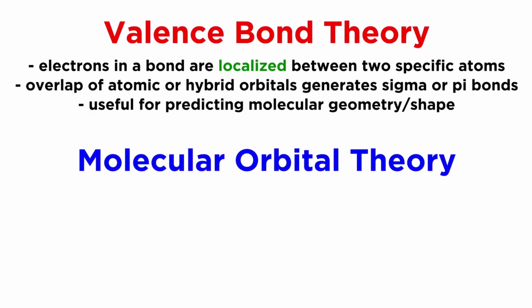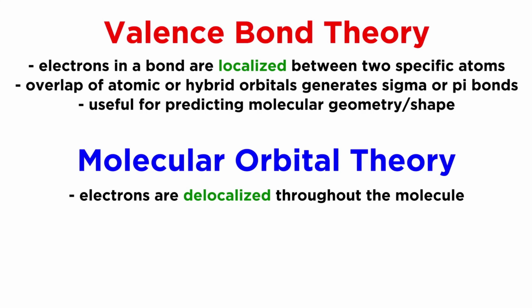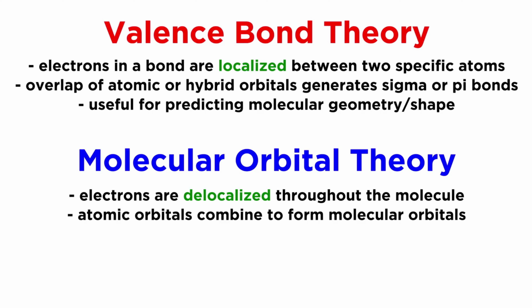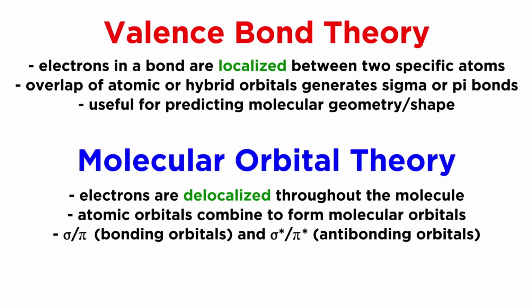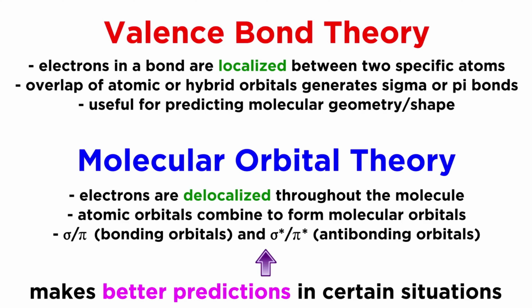To explain this, we have to turn to molecular orbital theory, which differs from valence bond theory in that electrons are considered delocalized throughout the molecule, and atomic orbitals combine to form molecular orbitals, which are also delocalized throughout the molecule. These can be sigma and pi bonding orbitals, or sigma star and pi star anti-bonding orbitals. This theory ends up being better equipped to predict the arrangement of electrons in a molecule in certain situations.